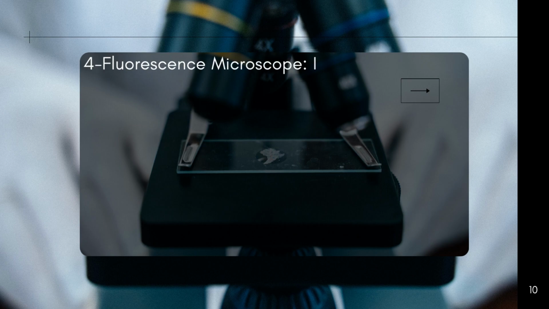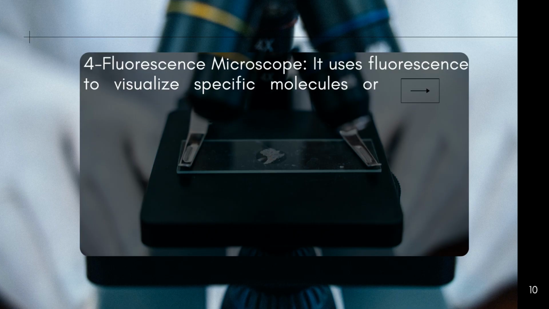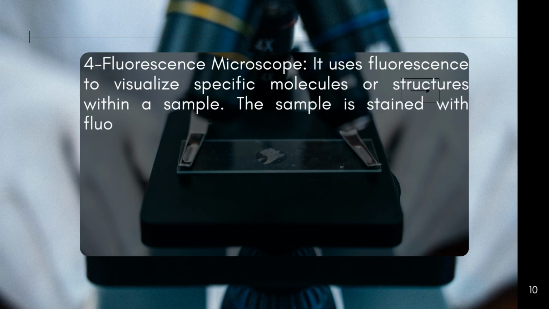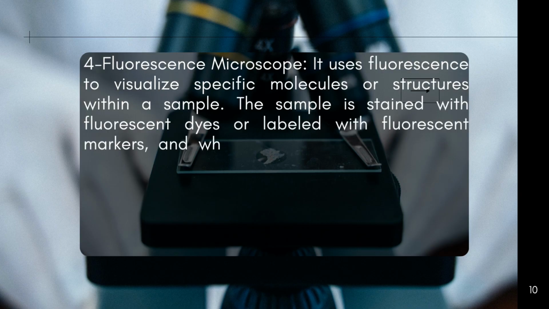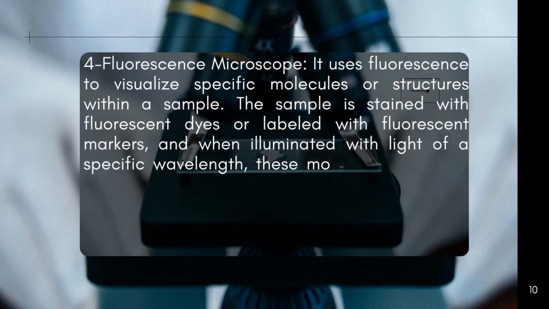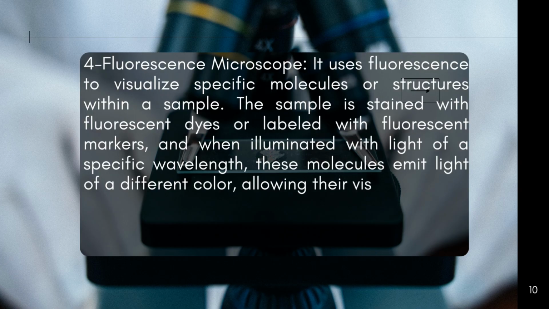Fluorescence microscope. It uses fluorescence to visualize specific molecules or structures within a sample. The sample is stained with fluorescent dyes or labeled with fluorescent markers, and when illuminated with light of a specific wavelength, these molecules emit light of a different color, allowing their visualization.